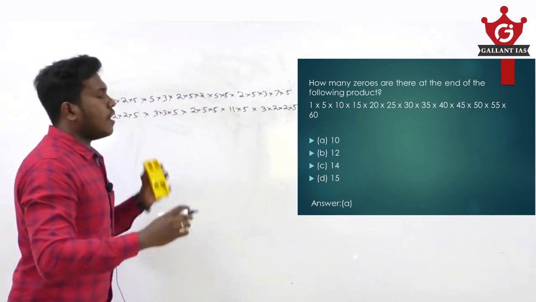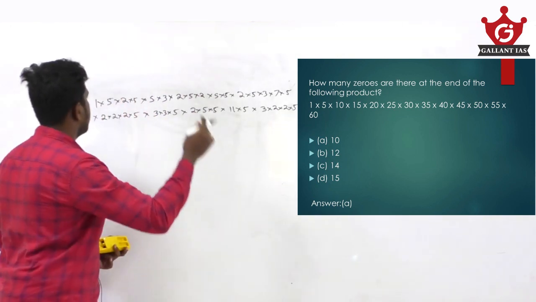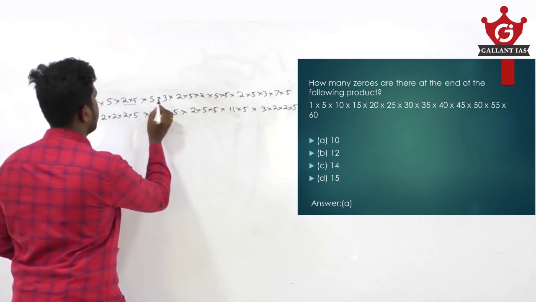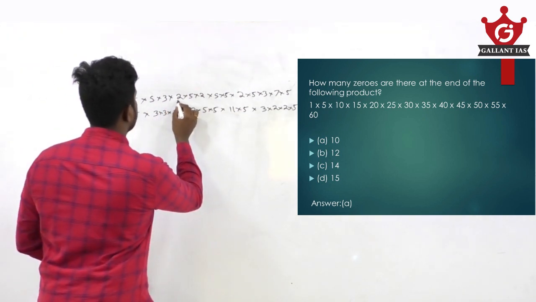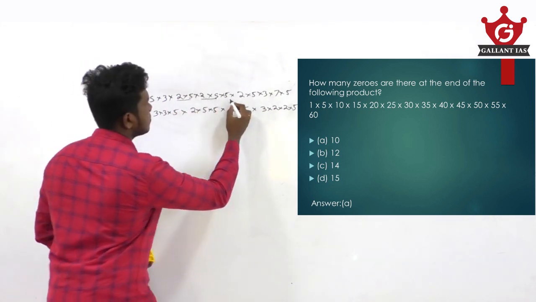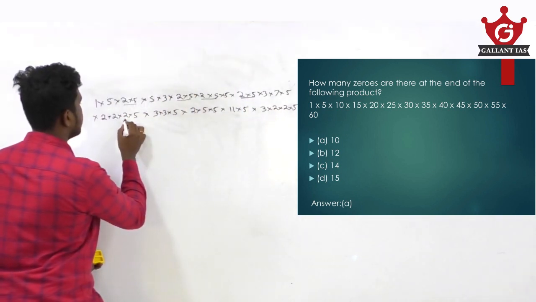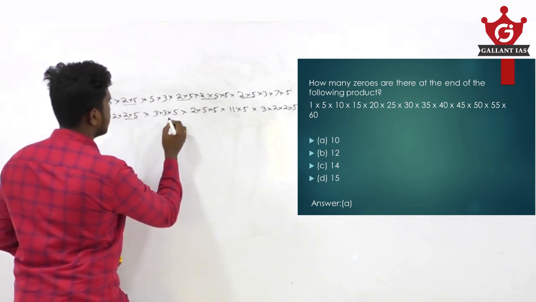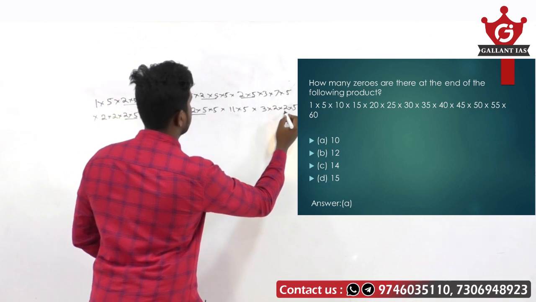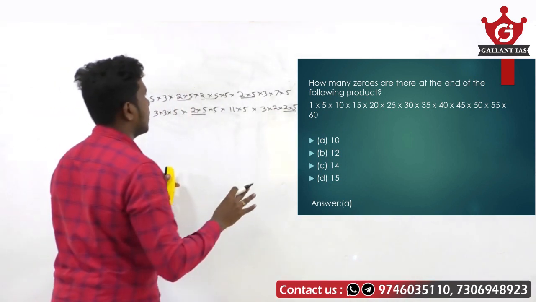Now our next aim is to count the total pairs of 2 and 5. So look here. First of all, count the nearby pairs. 2 and 5, first pair. Now look here, 2 and 5, second, 2 and 5, third pair, 2 and 5, fourth, 2 and 5, fifth, 2 and 5, sixth, 2 and 5, seventh, right? So you got 7 pairs which are nearby, right?